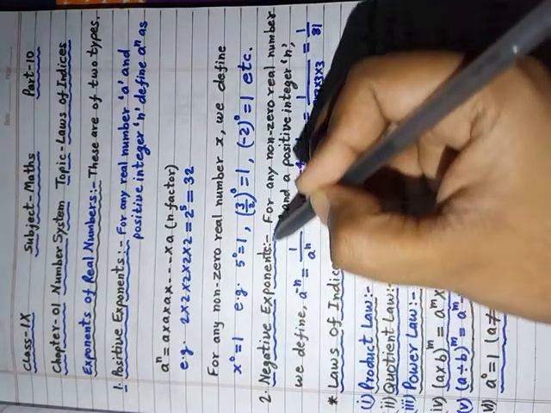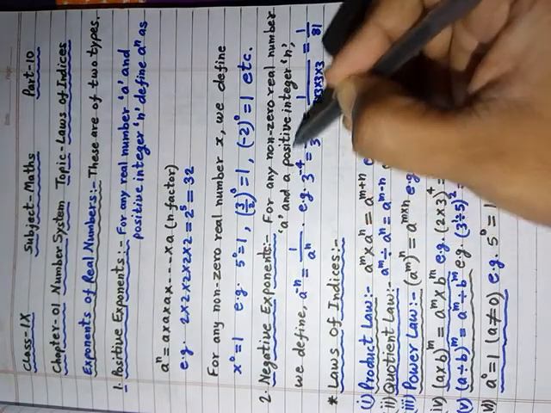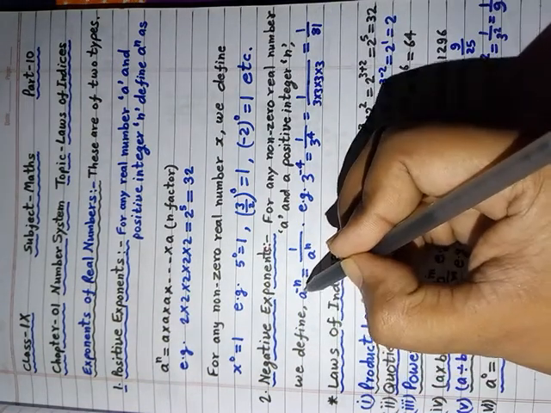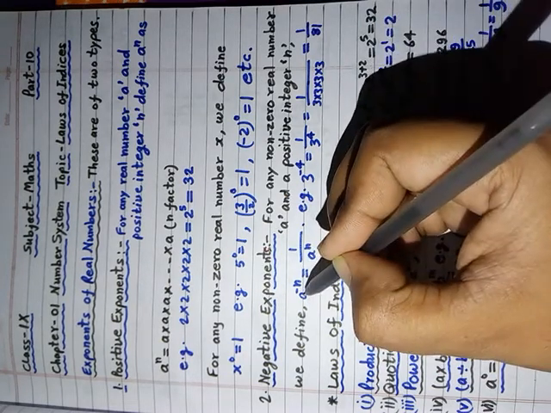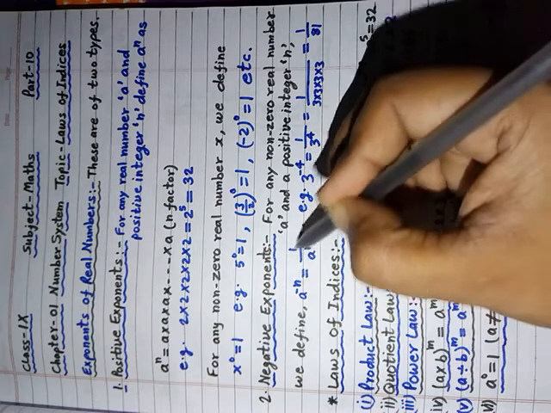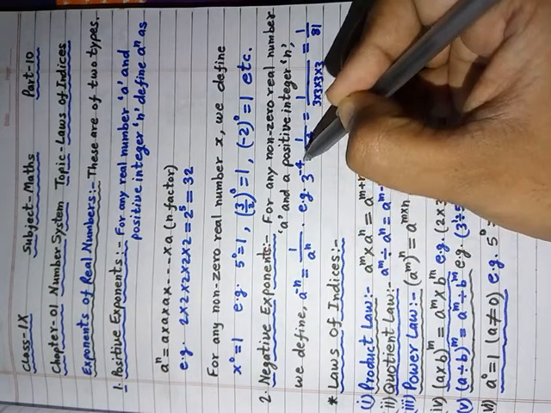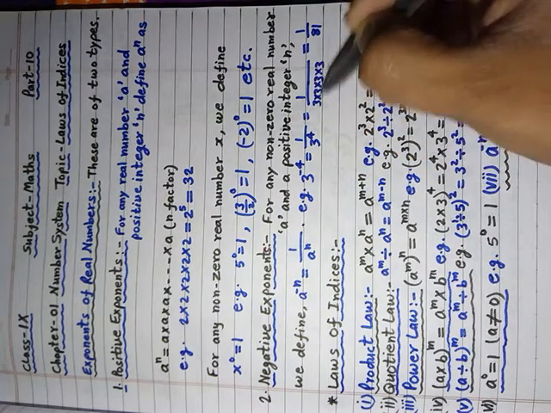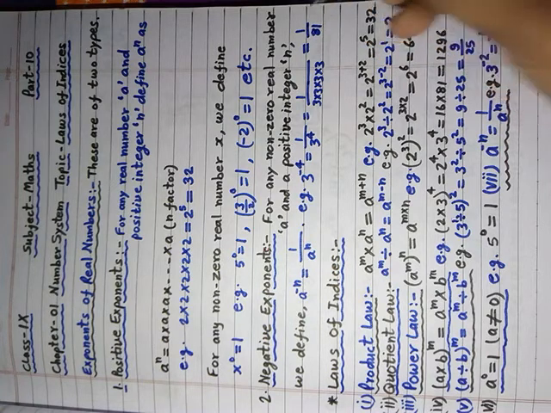Second, negative exponents. For any non-zero real number a and a positive integer n, we define a power minus n is equal to 1 upon a power n. So a power minus n may be represented in this form. For example, 3 power minus 4 is equal to 1 upon 3 power 4. So 1 upon 3 four times is equal to 1 upon 81.